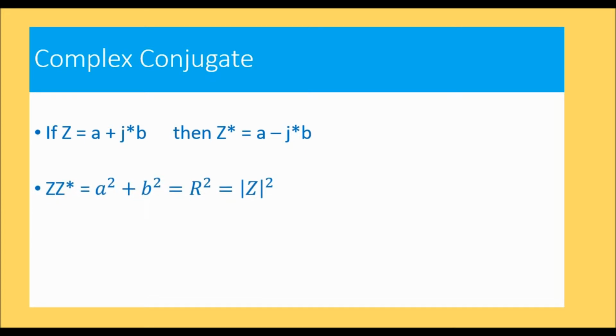Another common question is regarding the complex conjugate. What is a complex conjugate? Well, if you have a complex number z, which is equal to a plus jb, then its conjugate is equal to a minus jb. Should you multiply a complex number times its conjugate, you would get a squared plus b squared, which is the magnitude, or the r value, squared.